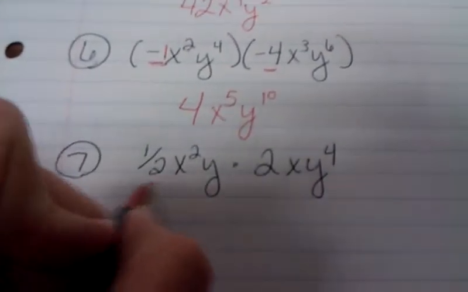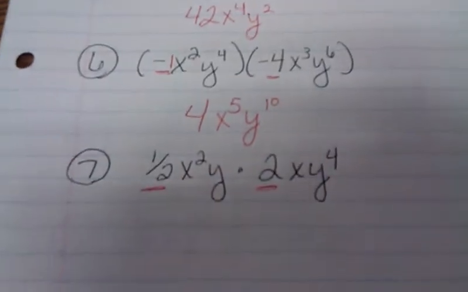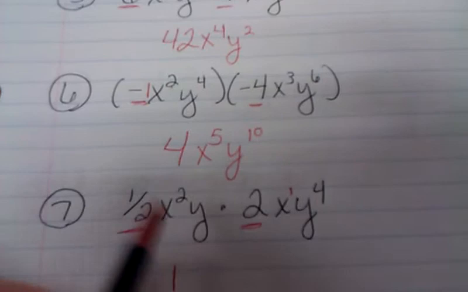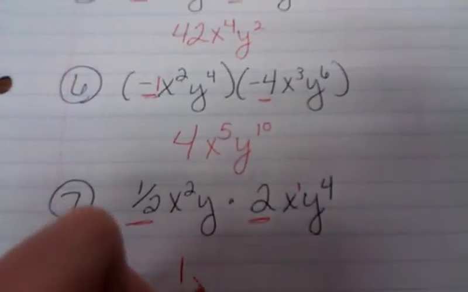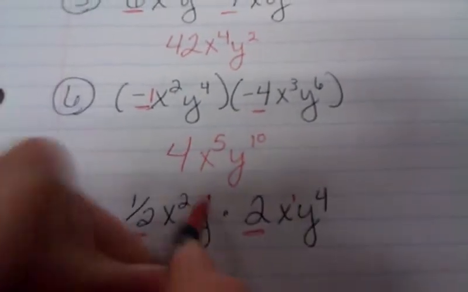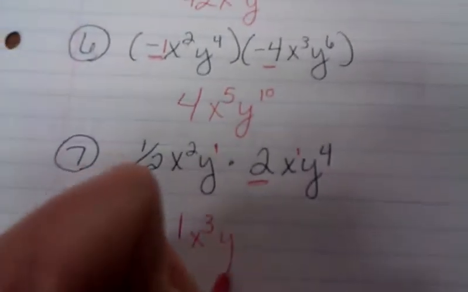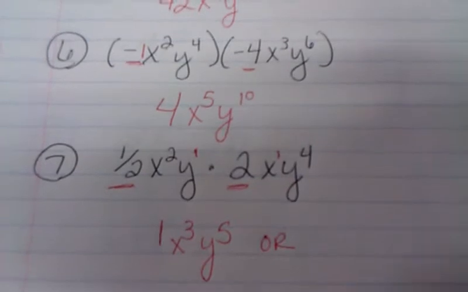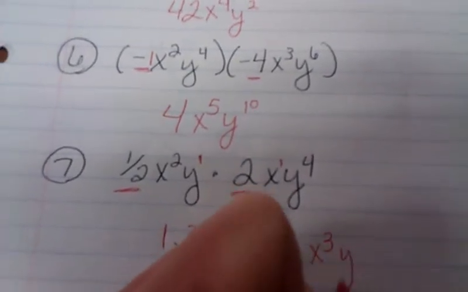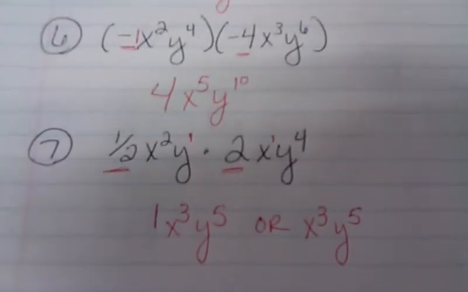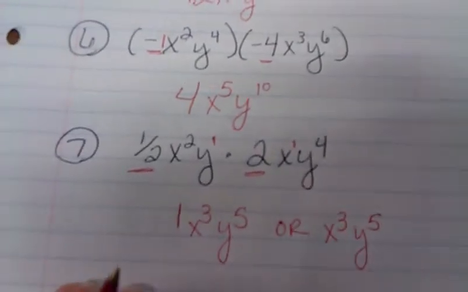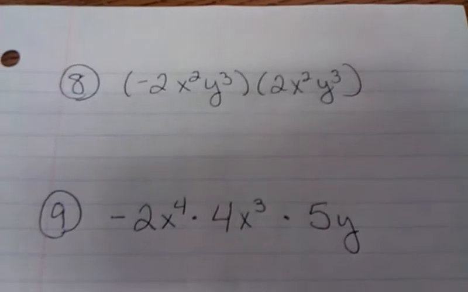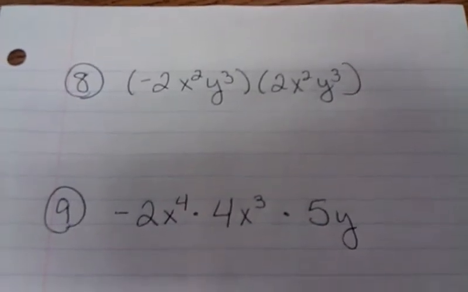On number 7, 1/2 times 2, well, half of 2 is 1. Then I add my exponents for my x's, x to the 3rd power, y to the 5th. You can write it with the 1, or most likely you'll just see it written as x to the 3rd, y to the 5th. There's number 8 and 9. Pause the video and try and see how you do.